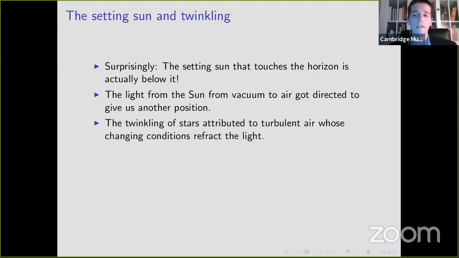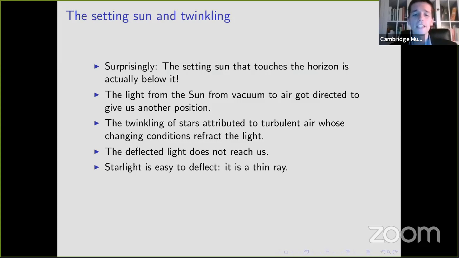Another effect of refraction, which is more involved, but still the concept is the same, is the twinkling of stars. This is attributed to the turbulent air whose changing conditions refract the light. So there might be differences in pressure, in temperature, or humidity in the air. And so what happens with starlight is it gets deflected and doesn't reach us. And when it doesn't reach us, we see that the star gets dimmer. So we see this twinkling.